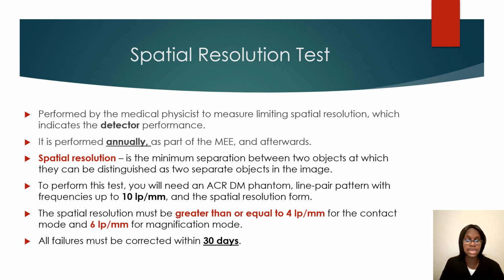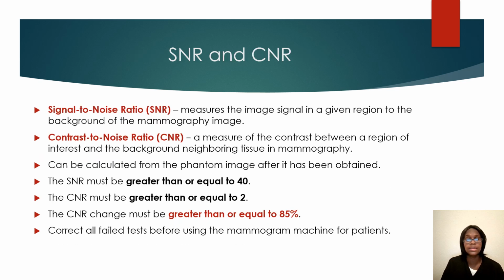So, to perform this test, you will need your ACR phantom, a line pair pattern with frequency up to 10 line pairs per millimeter. And don't forget your spatial resolution form. The spatial resolution must be greater than or equal to 4 line pairs per millimeter for the contact mode and 6 line pairs per millimeter for magnification mode. You have to make sure that all failures are being corrected within 30 days.